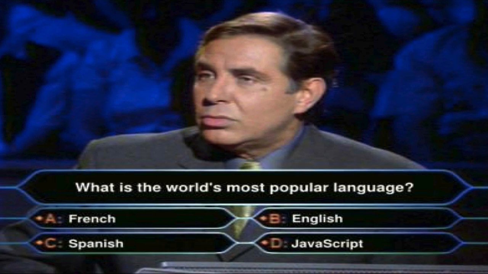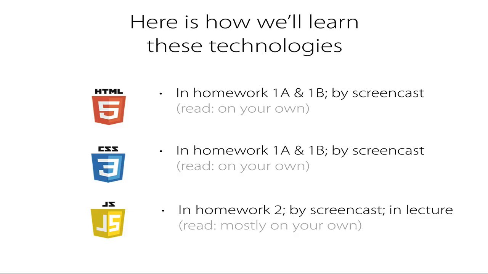So here's this, Who Wants to Be a Millionaire? What's the most popular language in the world? French, Spanish, English, JavaScript. Pretty sure the answer is D. So those are the technologies we're going to use in the class. Now you should have a good understanding of how computers are built, how computers interact with each other, and how applications run on computers, and exactly what we're going to do in this course, which is build a web application, which is a server which responds to requests from a client and presents the user with all sorts of interactivity and data by transmitting HTML, CSS, and JavaScript.